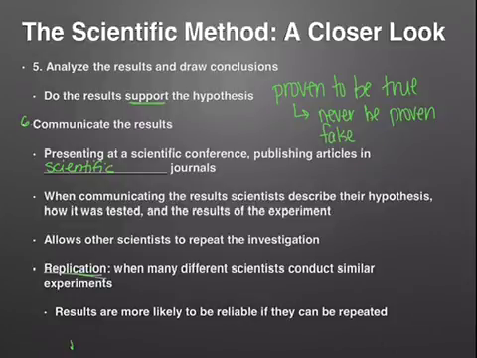And replication is such an important part of science. This is when many different scientists conduct similar experiments. If each of those scientists get similar results, it makes the results more reliable if they can be repeated. Scientists like it when their experiments are replicated and they get the same results as the original scientists. It makes the results more valid.